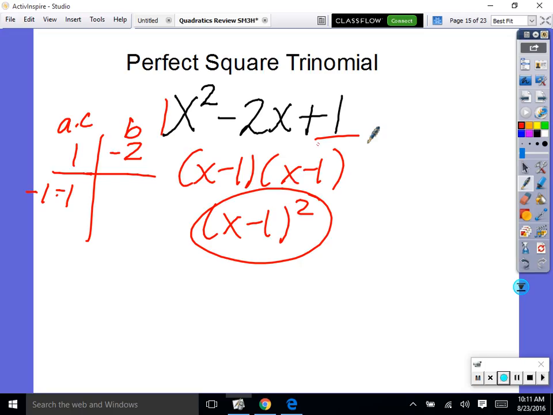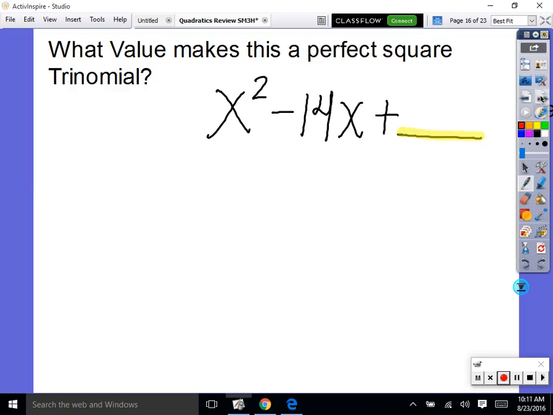So this positive 1 made this a perfect square. So I'm going to ask you a question now. What value makes this a perfect square trinomial? Go, top tier group. Go, what do you think? What do you think? It's okay if you're wrong.